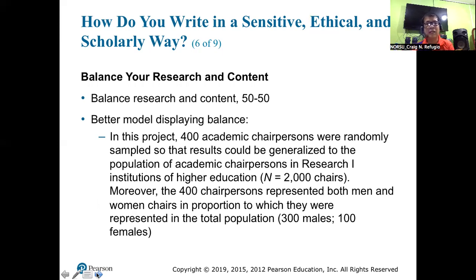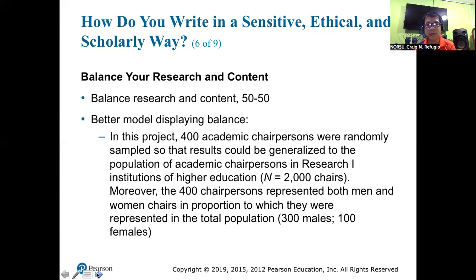Balance your research and content. So balance research and content on a 50-50 basis: 50% research and 50% content. Better model displaying balance: in this project, 400 academic chairpersons were randomly sampled so that results could be generalized to the population of academic chairpersons in research one institutions of higher education.